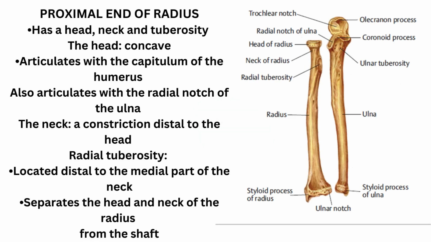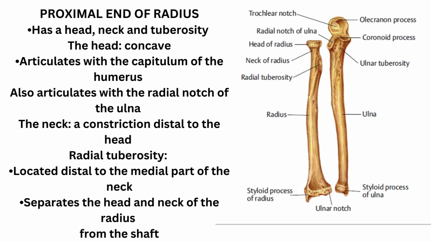The radius is located lateral to the ulna, and shaft widens distally, unlike the ulna. The proximal end has a head, neck, and tuberosity. The head is concave and articulates with the capitulum of the humerus during flexion and extension of the elbow joint. The head of the radius also articulates with the radial notch of the ulna.